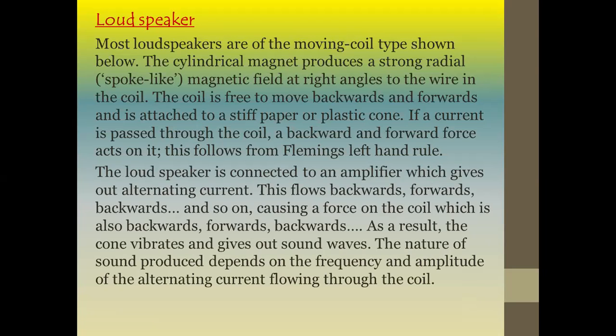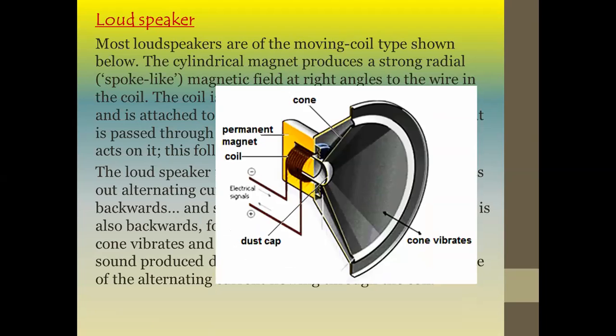The loudspeaker is connected to an amplifier which gives out alternating current. This flows backwards, forwards, backwards, and so on, causing a force on the coil which is also backwards, forwards, backwards. As a result, the cone vibrates and gives out sound waves, as sound is produced by vibration. The nature of the sound produced depends on the frequency and the amplitude of the alternating current flowing through the coil. This is the diagram which is cut from one side to show you the complete circuit, how it works.